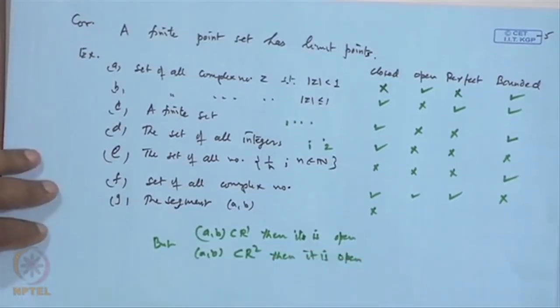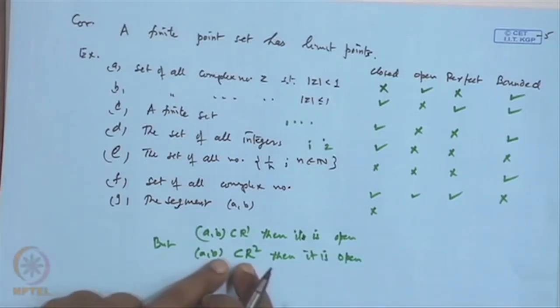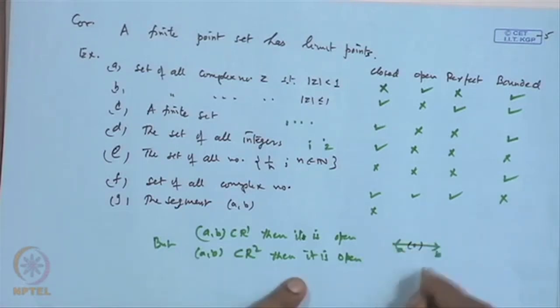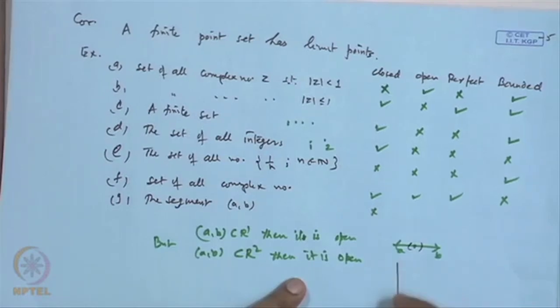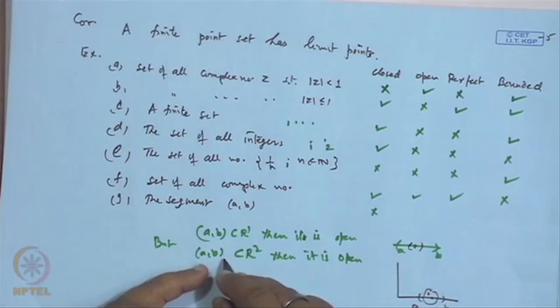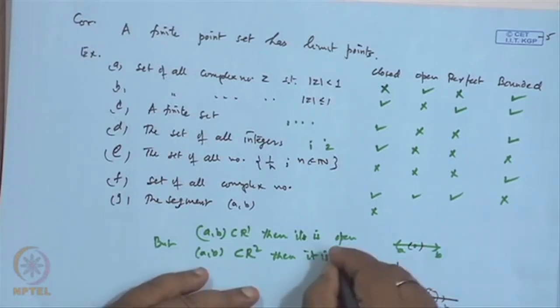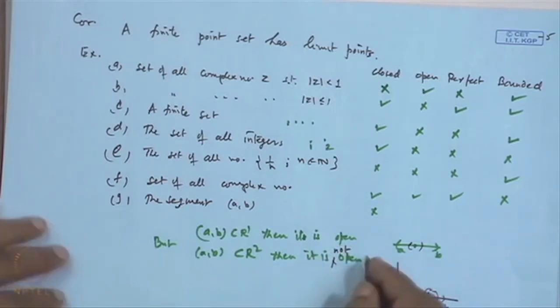Why is it not open? Because every point of this set is not an interior point. In the R1 case, whatever point you choose, you can draw a neighborhood around that point which is totally contained in the set AB. But in this case, the AB interval is this, and when you take the neighborhood, it will be something like this. So the points available here are not points belonging to this set, so this point cannot be an interior point. Similarly for the others, so it cannot be an open set. It is not an open set in R2.